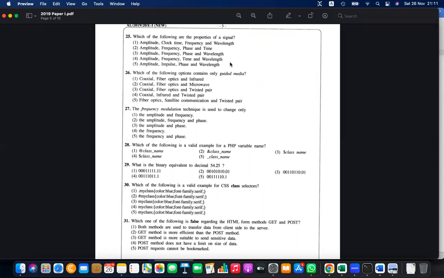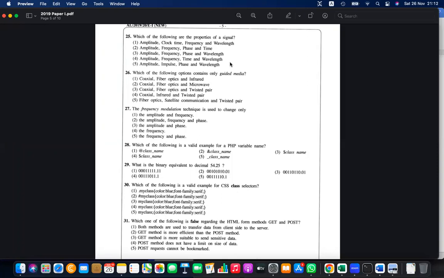That is frequency. Amplitude, frequency, phase, and wavelength. Phase means the angle of the signal, the relative angle. When there are two signals, what is the angle of one relative to the other? The second one is called the relative angle. So that is also considered a property of a signal.